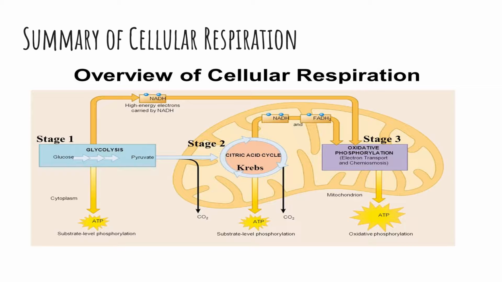So to understand the electron transport chain, we need to have an overview of cellular respiration. The first step of cellular respiration is glycolysis, which takes place in the cytoplasm. Then that leads into the citric acid cycle, or the Krebs cycle, which takes place in the mitochondria. And then that leads to the electron transport chain, which is the last step, which also takes place in the mitochondria.